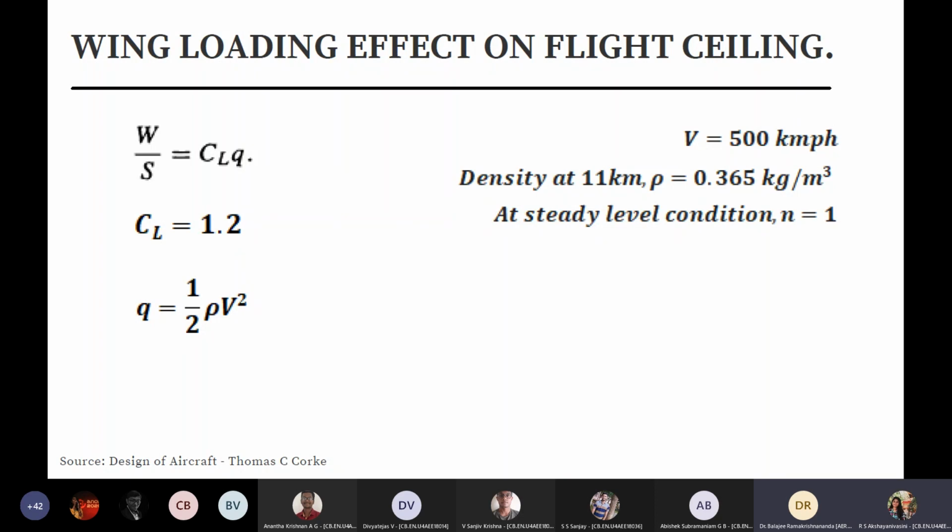So our wing loading on flight ceiling. Again, the formula was taken from Thomas E. Clark, and we fixed the CL to be 1.2. There was a range given in Thomas E. Clark, so we fixed it as 1.2. So during ceiling, you don't fly at CL max. You reduce the CL. With your cruise or ceiling height, you seldom fly near CL max unless you want to fly very slow.